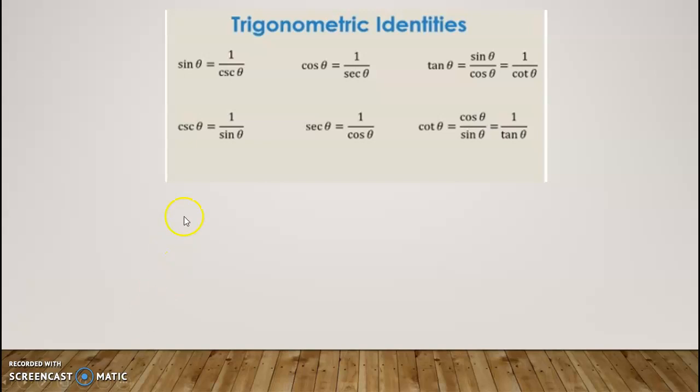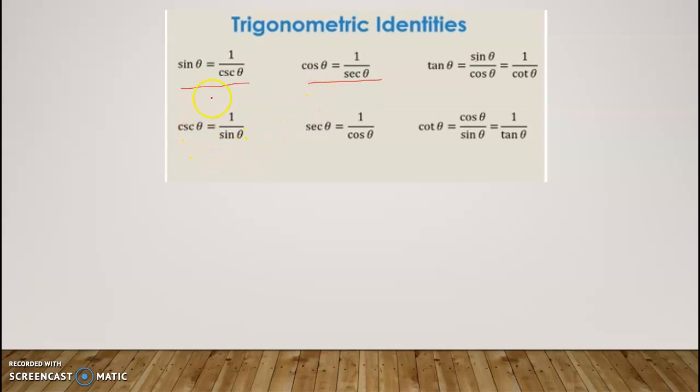All right, so here's the main ones right here. Sine is the same thing as 1 over cosecant, I'm sorry. So cosecant and sine are together. Cosecant and sine. And then cosine and secant. Then tangent, if you remember that tangent is sine over cosine, but it's also 1 over cotangent.